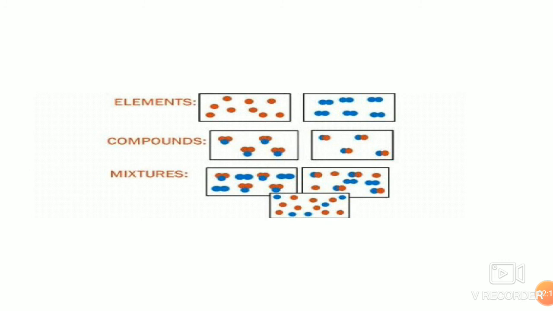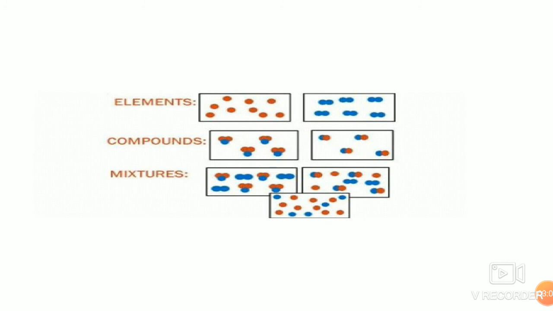Look here, elements. The picture shows only one kind of molecules. Can you see here? Red molecules or blue molecules, only one kind. That means the element is the simplest pure substance that contains only one kind of particles, be it atoms or molecules. Only one kind. See the figure. The first box contains only red molecules. That means it shows elements. The second box of elements contains only blue molecules. That means it contains only one kind of particles, be it atoms, be it molecules.